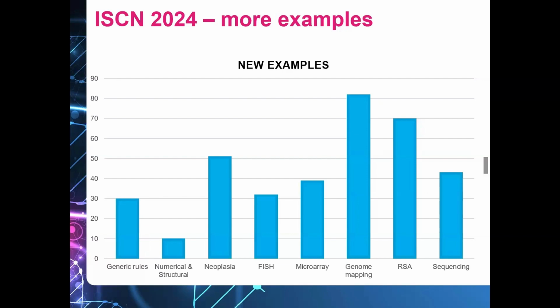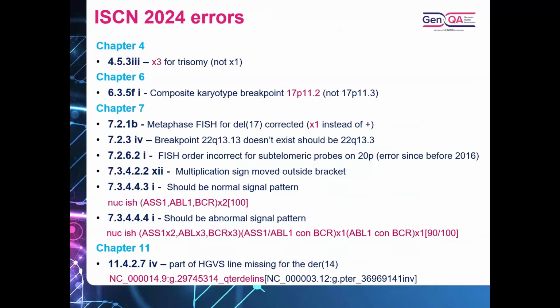This is just a quick guideline to show you where all the additional examples are, and you can see it's really across the board, with the exception of perhaps numerical and structural, but there are a lot more examples. Obviously genome mapping, being a new chapter, has all new examples. Unfortunately, even though we tried our very best, in some cases Cargo introduced some errors which we didn't spot, and in some we actually missed the error that was there. This is a list of all the errors that have been found. There are 2 that are not on the website yet, but they will be very shortly. They have been changed where appropriate.